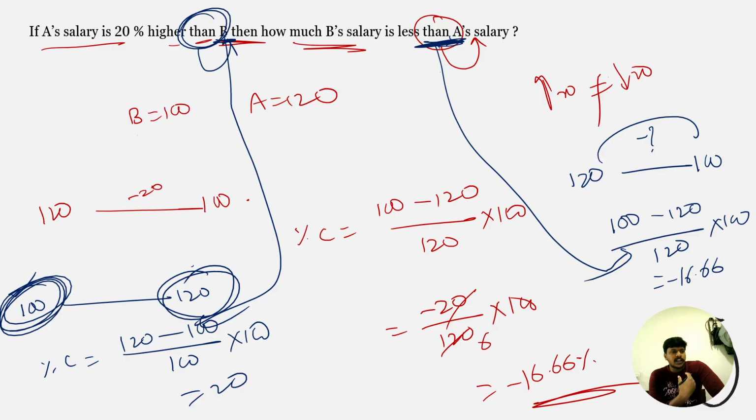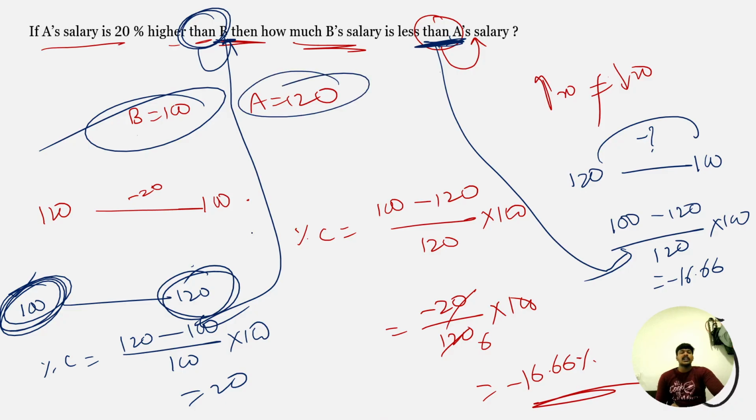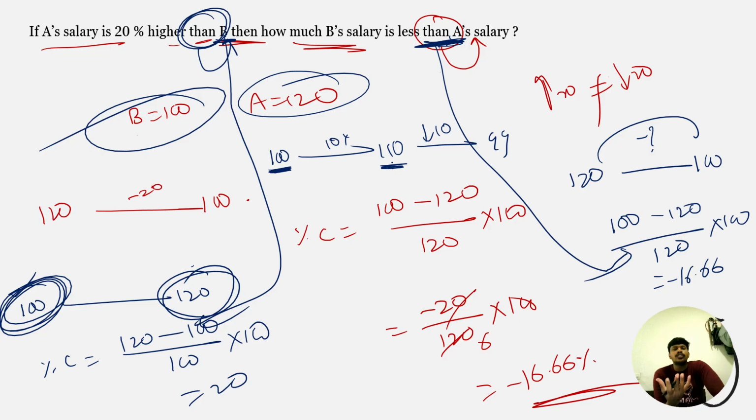So if my salary is 20% more than yours, your salary is going to be 16.66% less than mine. Why? Because in the first case, we are comparing with respect to B, but in the second case, we are comparing with respect to A. It is like this: my salary increased by 10%, and now my salary is decreased by 10%. In the first case we are referring to B, in the second case we are referring to A. So the base changes when you are comparing. That's why you are getting not 20, only 16.66.